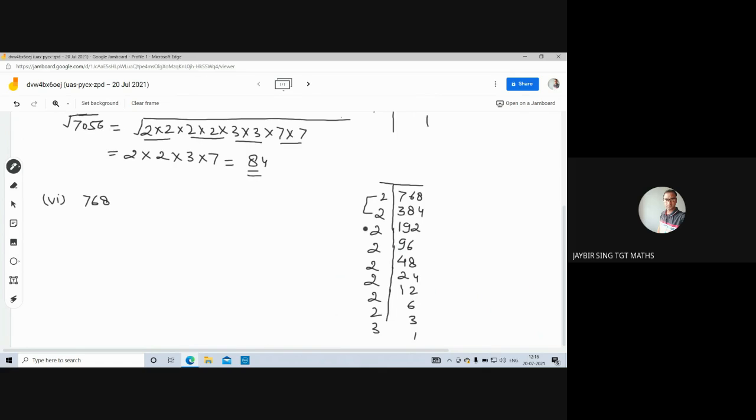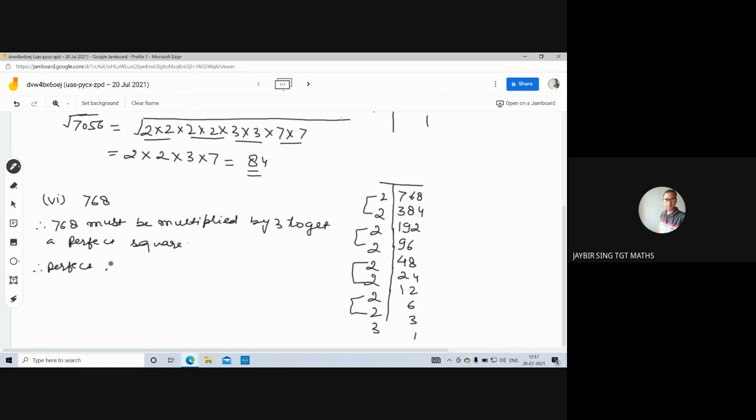You can see which number remains unpaired. This is 3. Therefore, 768 must be multiplied by 3 to get a perfect square. And the perfect square is, therefore, just multiply this 768 by 3. 768 multiplied by 3, because 3 remains unpaired, so we need to have one more 3.